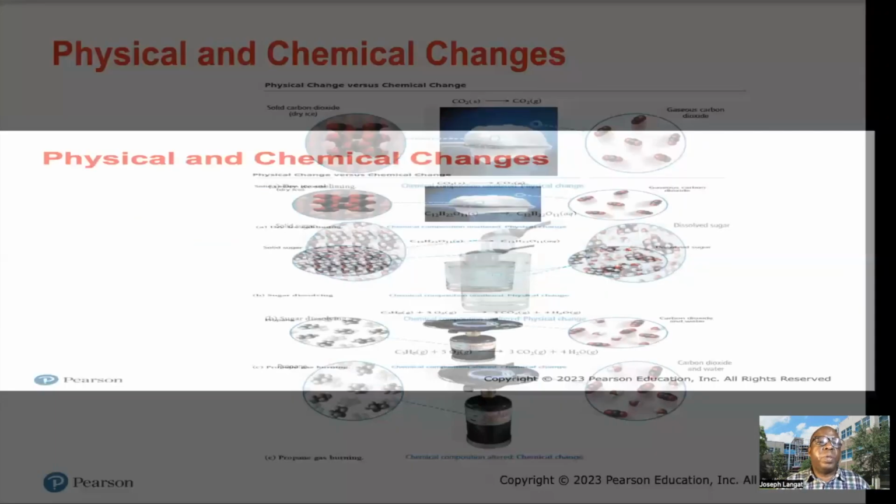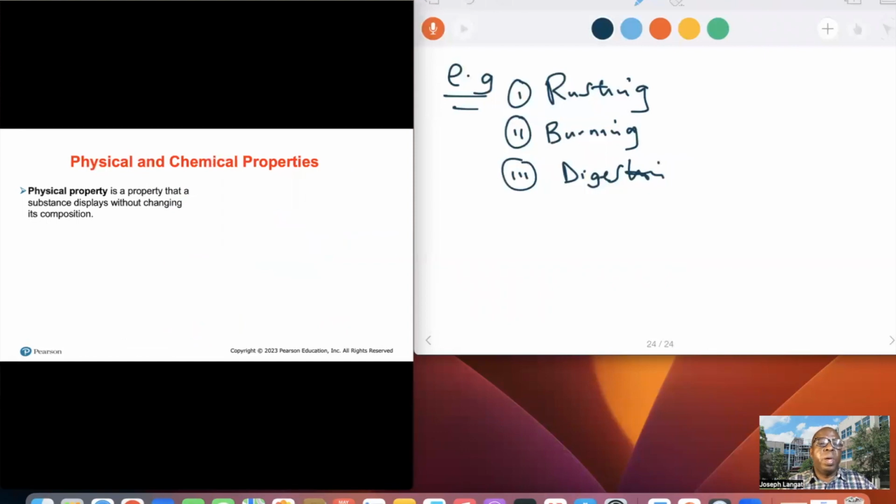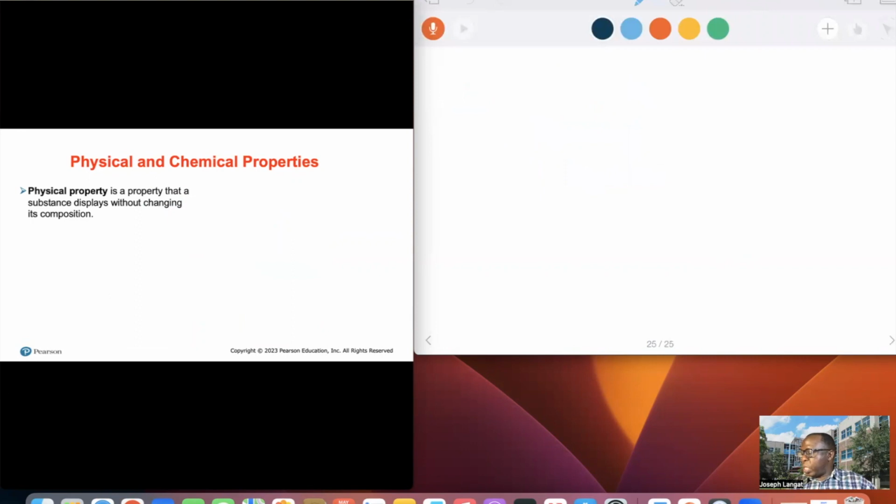These are just a few. In the exam, you will see more or different types of changes, and I will expect you to classify a change as either physical or chemical. Do more practice on those. If need be, please let me know. Now, I'm done with the physical changes and chemical changes.